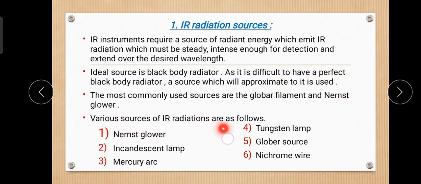Various sources of IR radiation are as follows. First is the Nernst glower, second is the incandescent lamp, third is the mercury arc, fourth is the tungsten lamp, fifth is a globar source, and sixth is the nichrome wire. These are all different IR radiation sources which emit IR radiation with a desired wavelength or frequency. All of them can be used, but the most commonly used sources are the globar filament and Nernst glower.